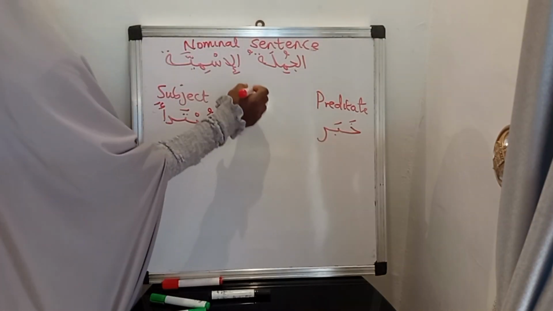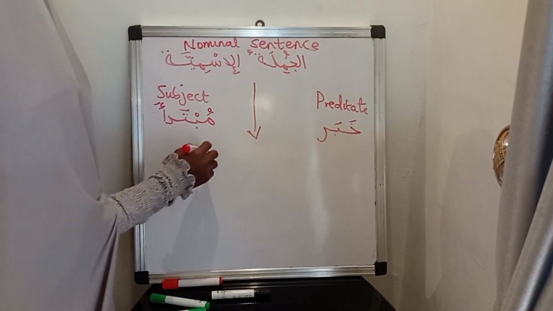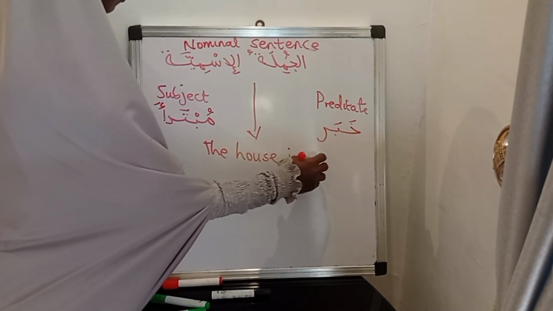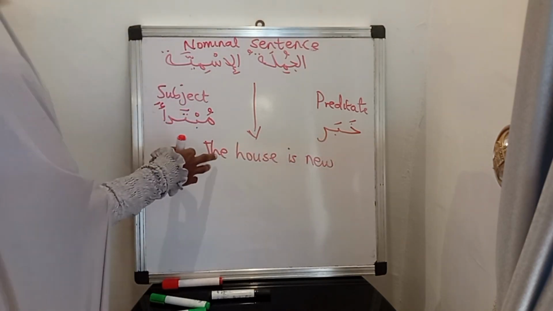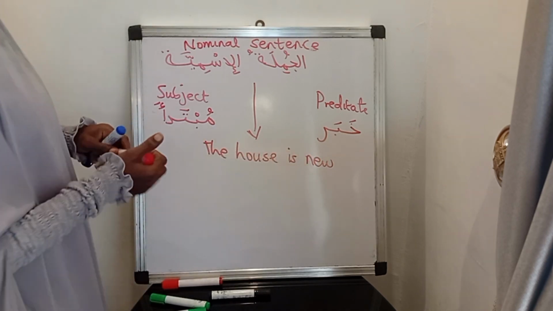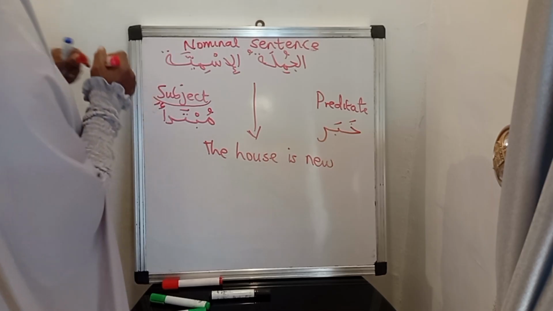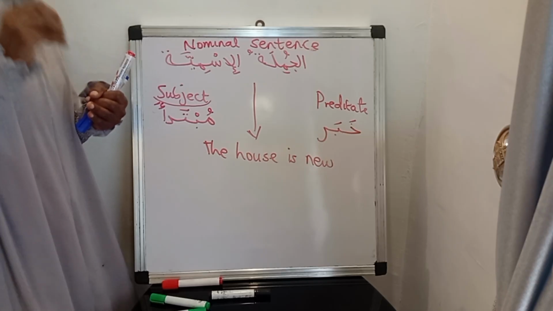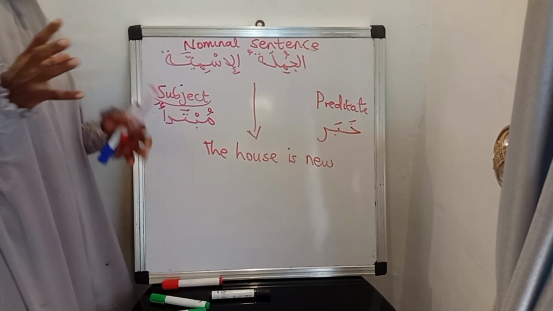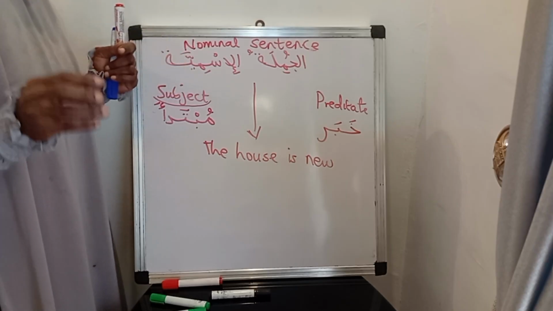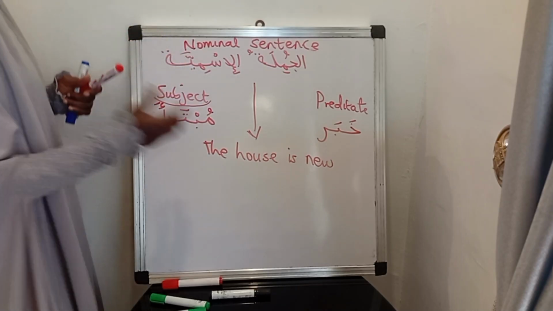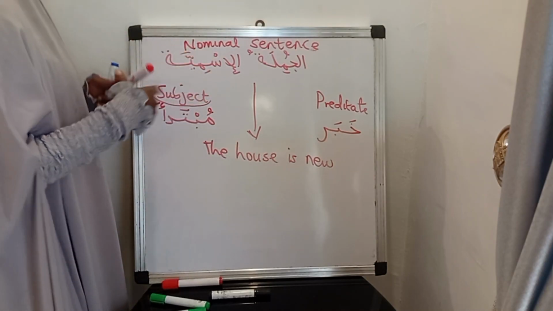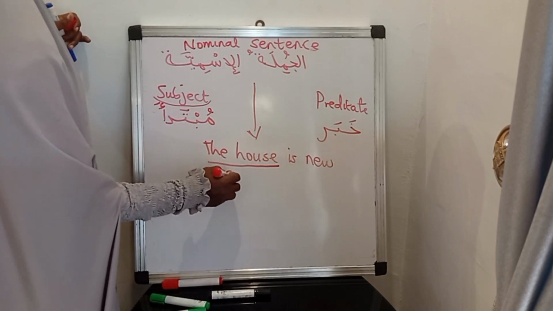So let me give an example of a sentence. Let's say we say, the house is new. Now, what is the subject of it? What do we mean by the subject of a sentence? The subject of a sentence is that person, animal, place, or thing that is being talked about in the sentence. The subject is the noun that the sentence is about. So in this sentence, what are we talking about? The house. So the house here is the subject.